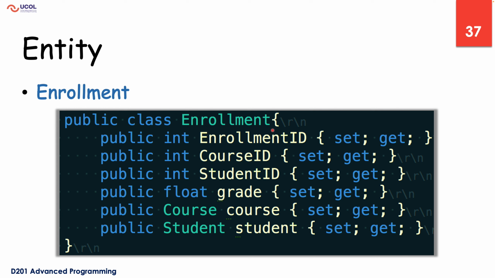Similarly, we can have the enrollment ID, the course ID, the student ID, the grade, and then the course and the student. So we have this kind of information here.